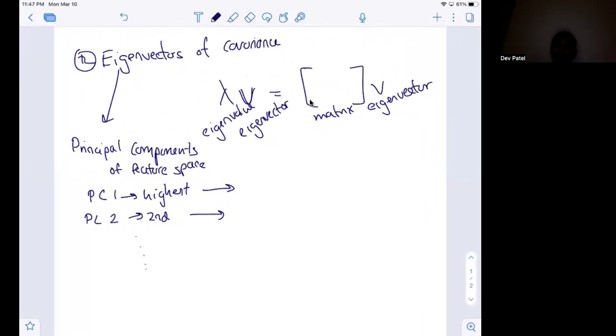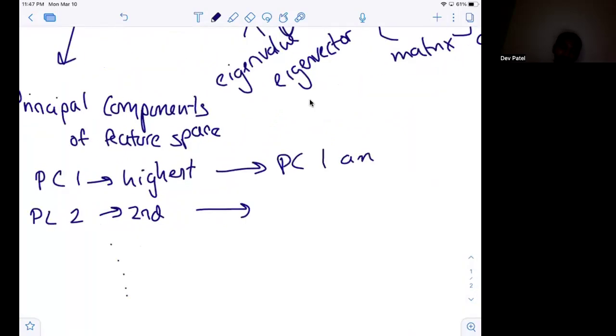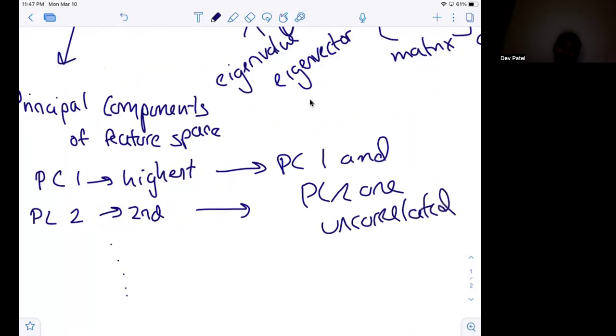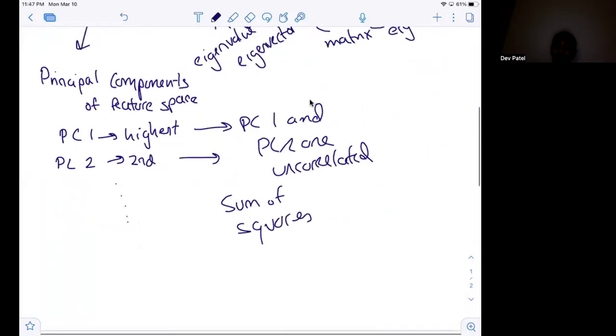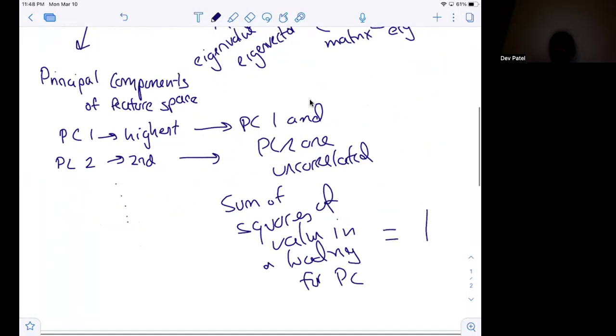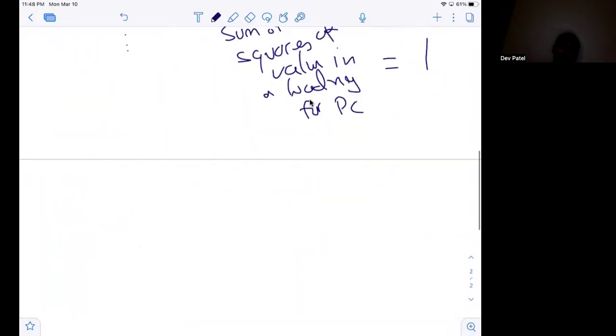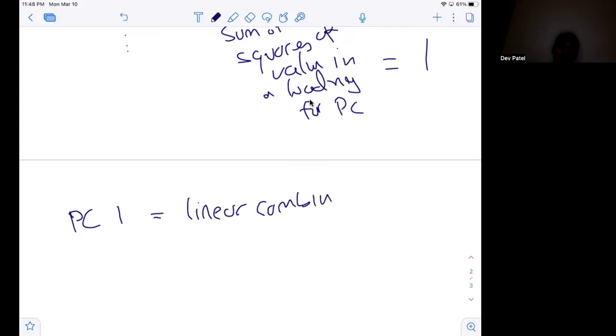One of the other things that is important to know is that these two, PC1 and PC2, are obviously uncorrelated, and the sum of the squares of the values in a loading for a specific PC is equal to 1. So what does this mean? When we have PC1, that is equal to some linear combination of the features. Right? It is equal to some linear combination of the features.